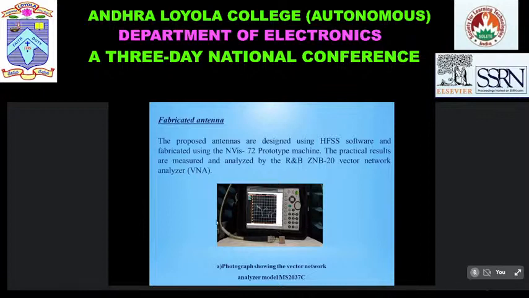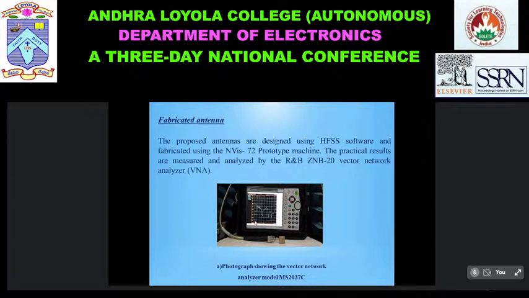Actually, this is the network analyzer used for previous work. Fabrication is in process, so I am unable to present the measured results, which come after simulation. We fabricated this antenna by using a prototype machine. Then we measured the antenna results, like radiation patterns, VSWR and return loss, by using this network analyzer.